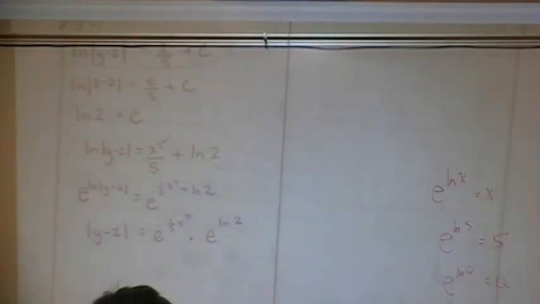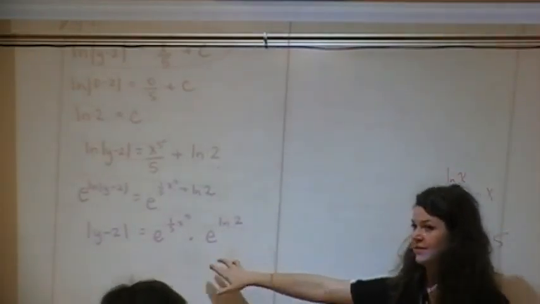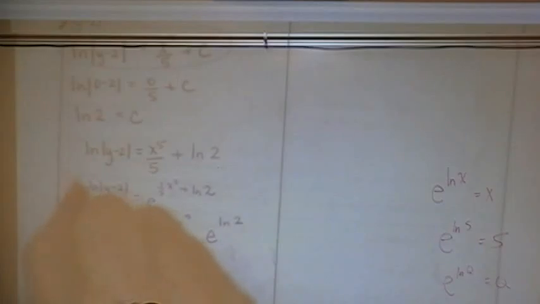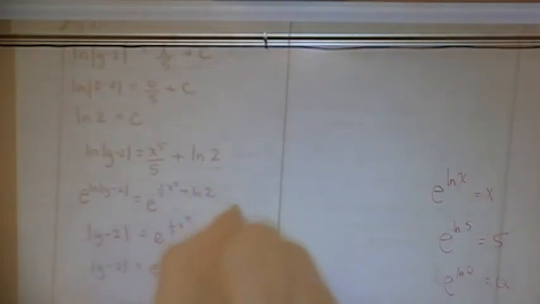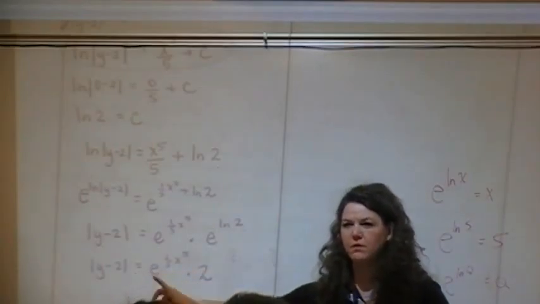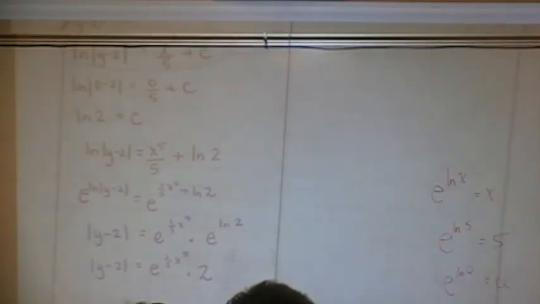Now, this is this property. So that fixes that e. So now I have absolute value of y minus 2 equals e to the 1/5 times x to the 5th times 2. Which, just to be in good algebraic order, I'm going to move the 2 in front of the e, like a coefficient.